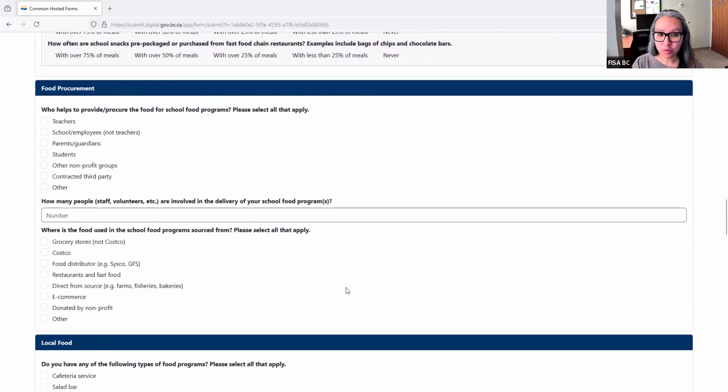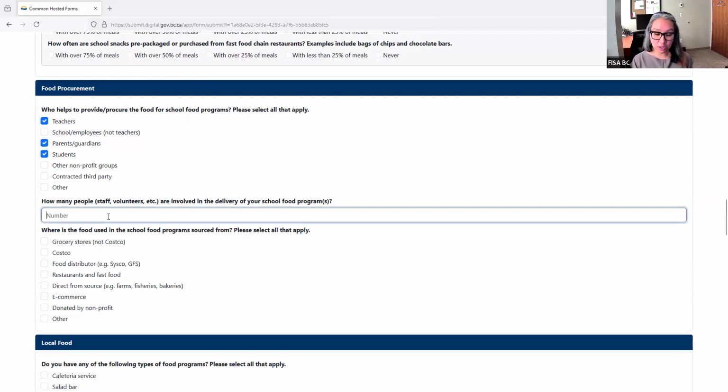We're gonna go for food procurement. Food procurement is who helped to make and to provide the food, okay? So here is when you write again, well, your teachers, maybe your parents, and maybe your students. I have some high schoolers that are actually serving food to their peers and everything, so you can include everything that applies to you.